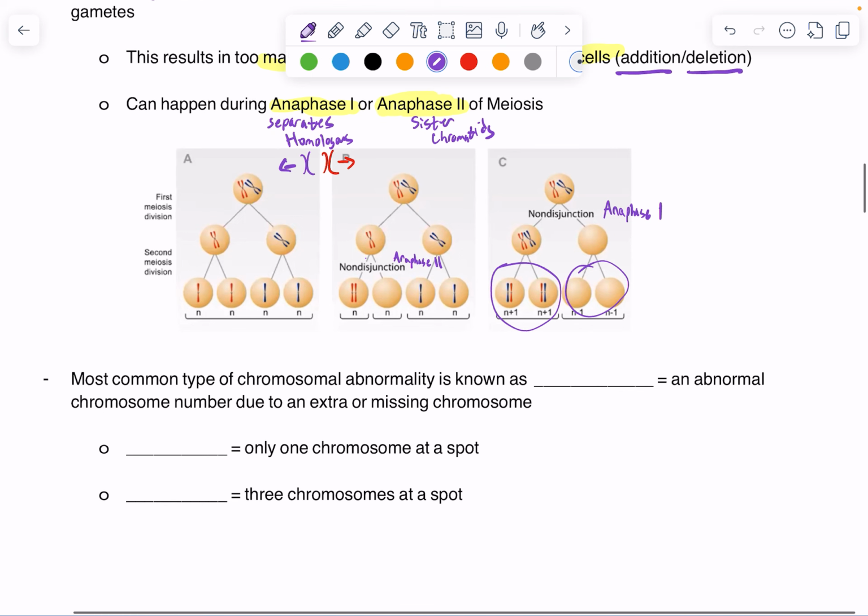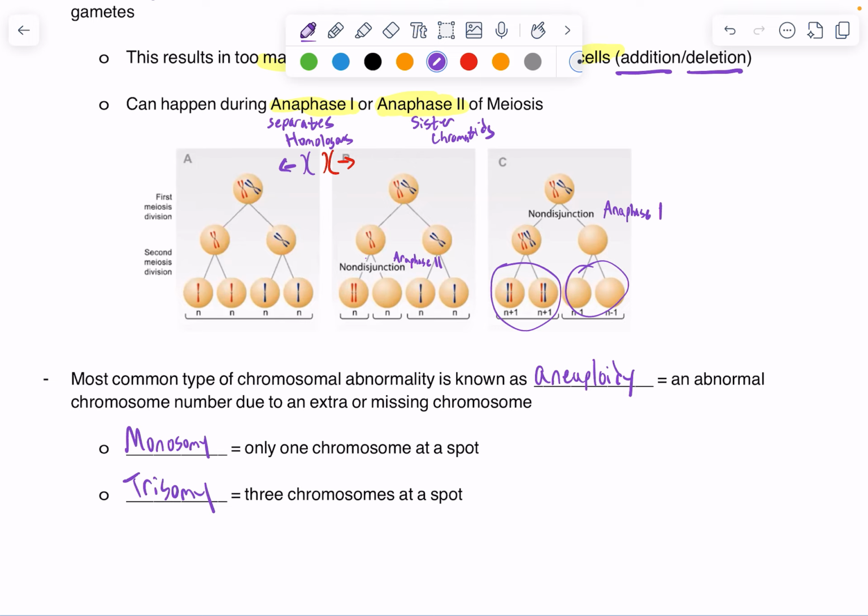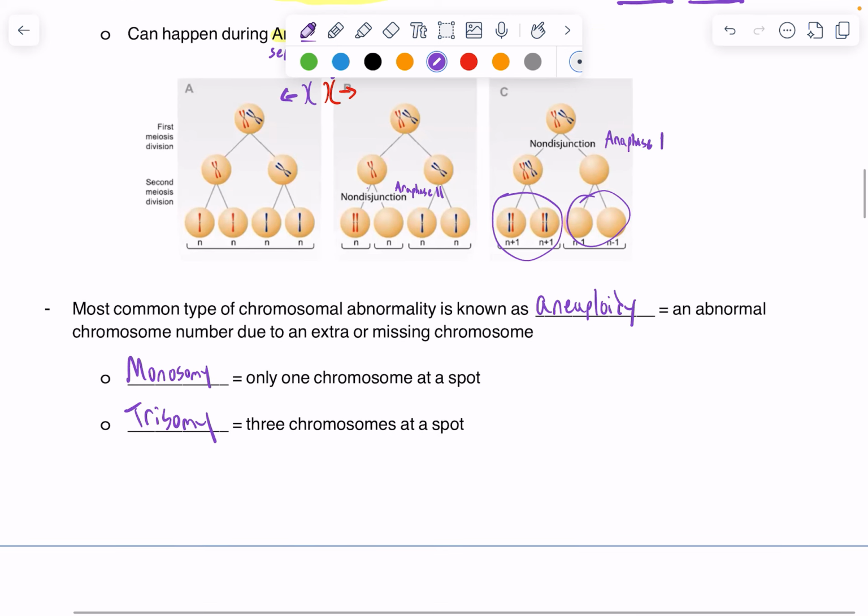And so non-disjunction is almost used interchangeably with this chromosomal abnormality, which is called aneuploidy: abnormal chromosome number due to an extra or missing chromosome. And so what we'll say is that when there's only 1 chromosome at a spot, 1 through 23, that's called monosomy. And when there's 3, it's trisomy. And so we use this with our chromosome number to distinguish what specific genetic disorder our offspring or kids are born with.